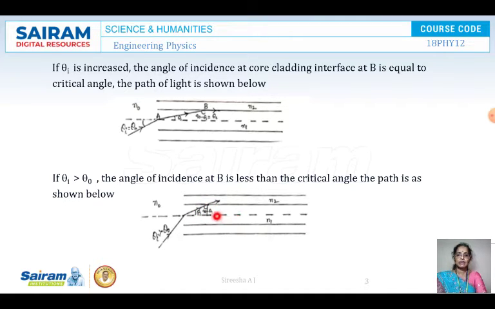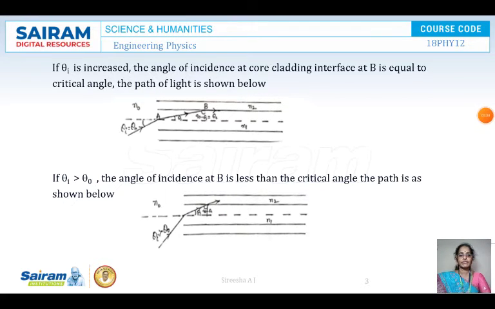When a ray passes from a denser medium to a rarer medium, only if the angle of incidence is greater than the critical angle will total internal reflection take place. Here at point B, the angle of incidence is less than the critical angle, so the ray is entering into the cladding. So total internal reflection is not taking place, and the information which has to be transmitted in the optical fiber is being lost and is entering into the cladding. So there is no total internal reflection happening in this case.